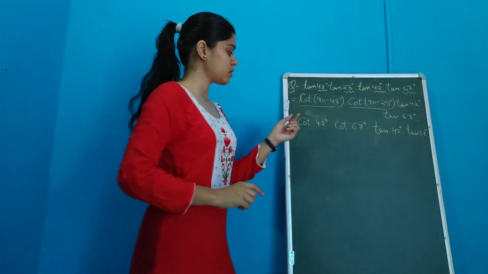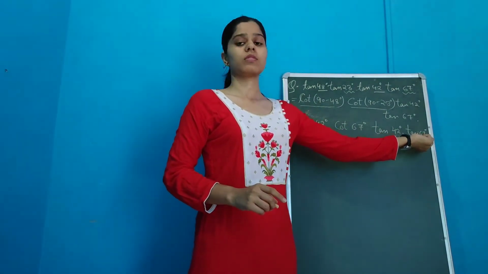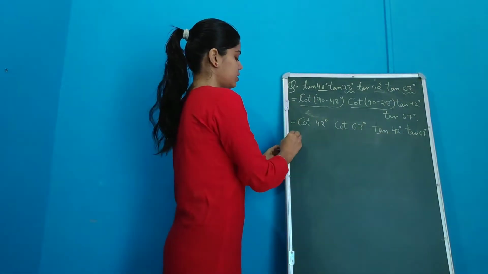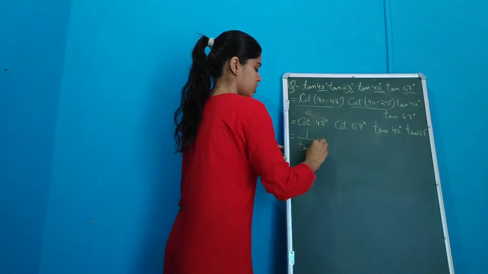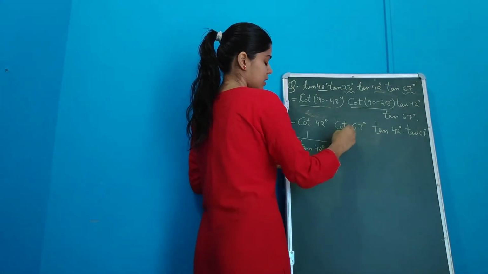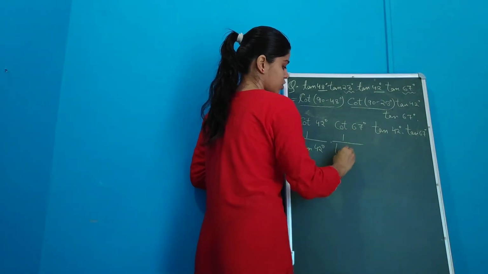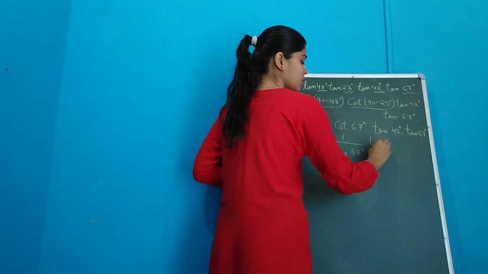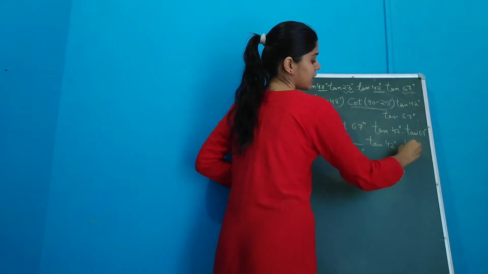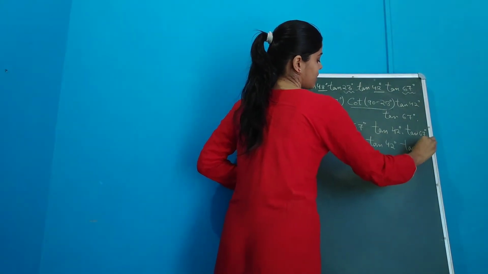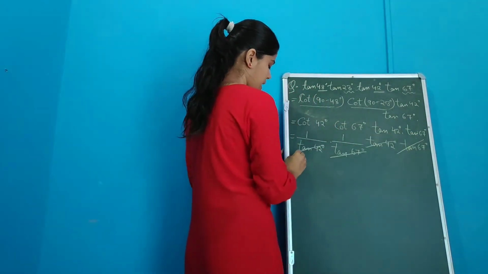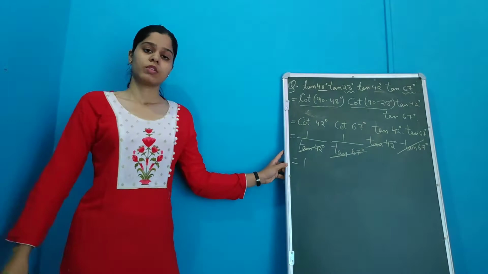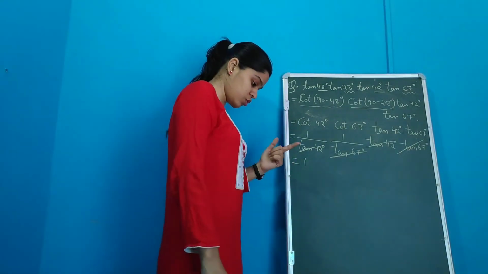Now there are two angles, 42 and 67. We know that cot is the inverse of tangent, so cot 42 is 1 upon tangent 42 degrees, and here also 1 upon tangent of 67 degrees, and we keep the other two the same, tangent 42 degrees and tangent 67 degrees. So they get cancelled out, and the result is 1. So this is what we needed to prove.